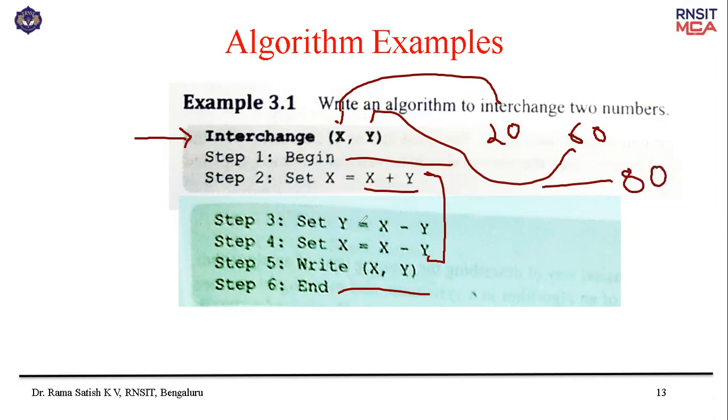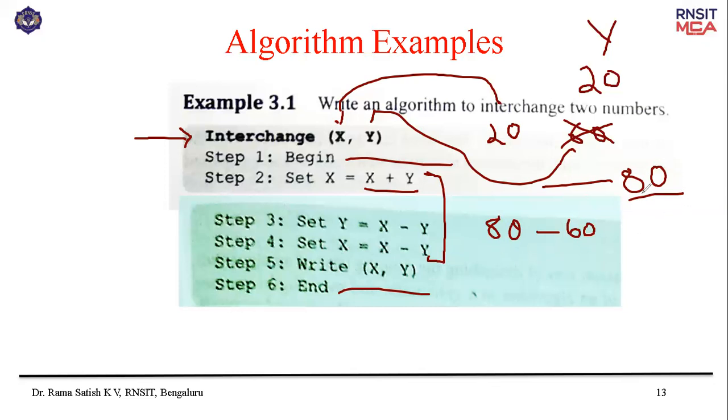Now y is equal to x minus y. The x value is 80, minus the y value, which is 60. And the result is 20. 20 is going to be stored in y. So 60 is gone. In place of 60, 20 is stored. So your y becomes 20. Now, in the next statement, x is equal to x minus y.